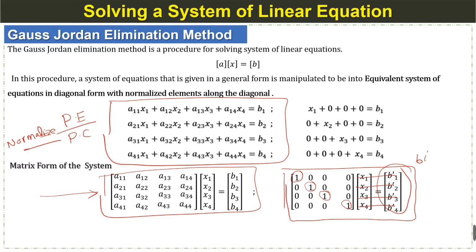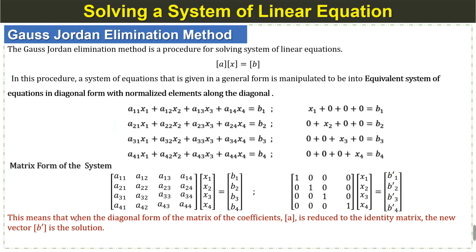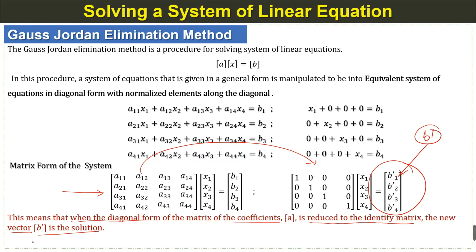Okay, so we can also say that this is the identity matrix, and this means that when the diagonal form of the matrix of coefficients A is this matrix, and we reduce this matrix into the identity matrix, the new vector b dash is the solution.